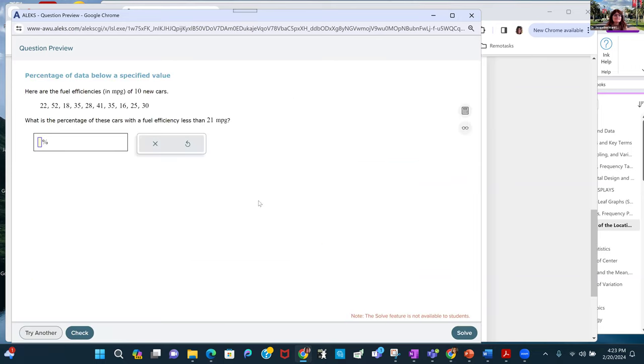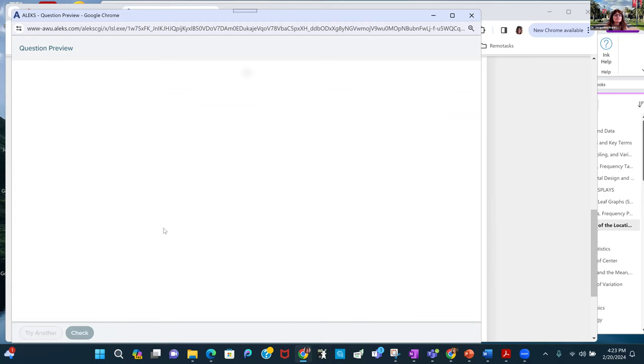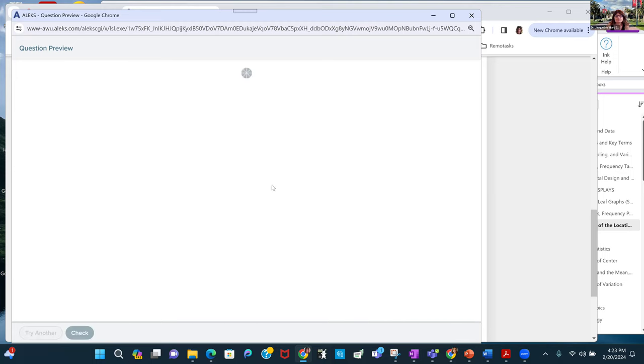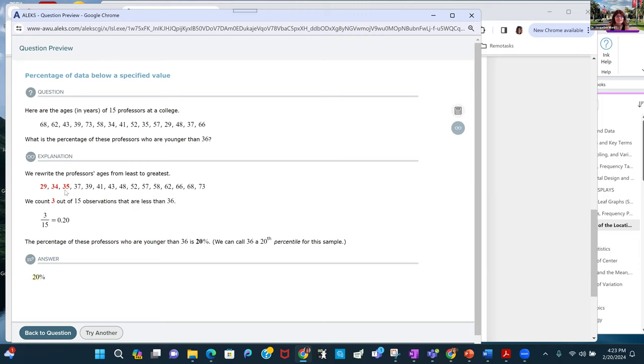See, is there something other than 60 percent? Let's see. Here are the ages in years of 15 professors at a college. What percentage are younger than 36 years old? This one's easier, right? There are only 3 younger than 36. That's 20%. So 36 is the 20th percentile for that sample.